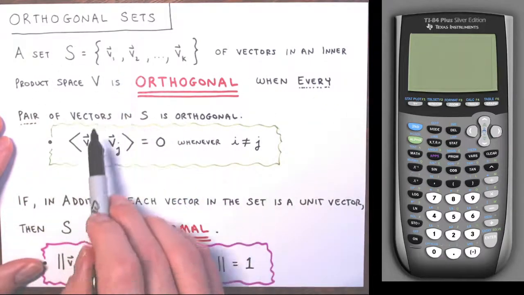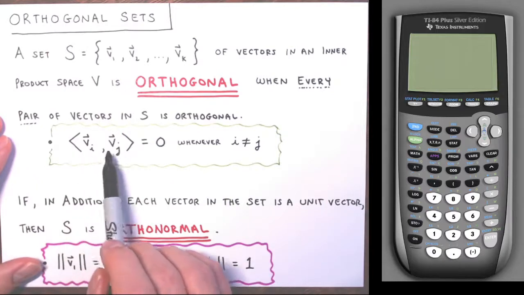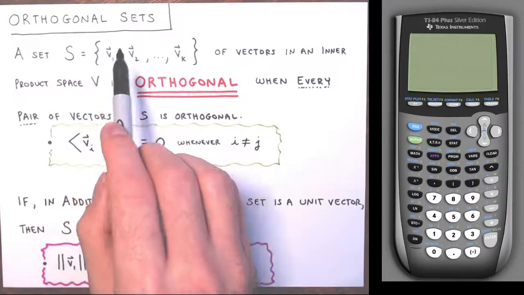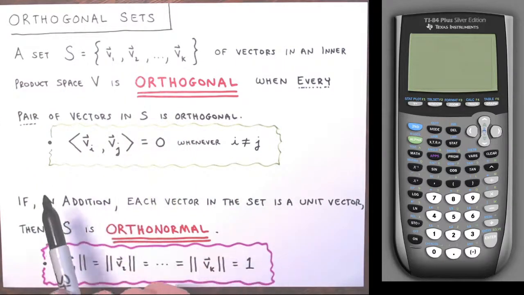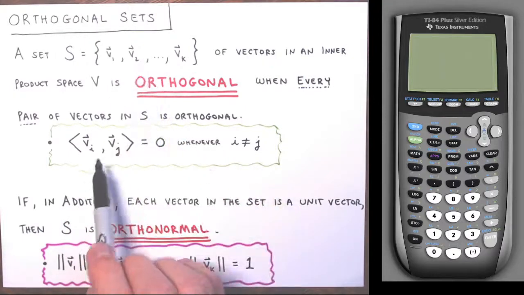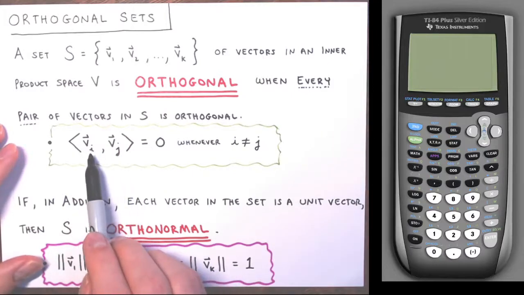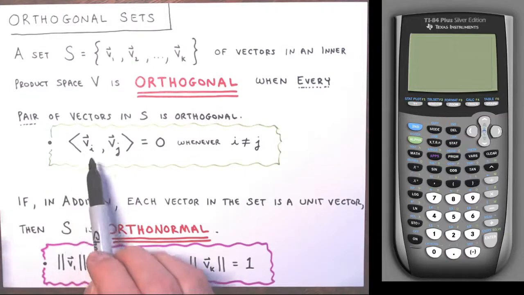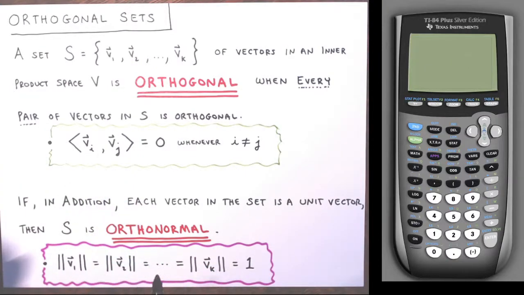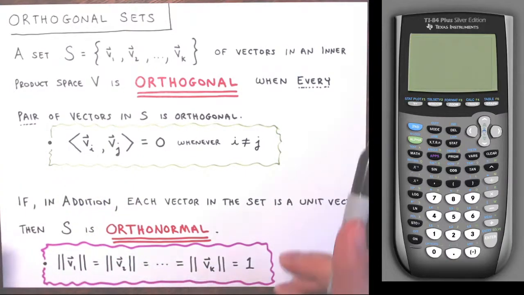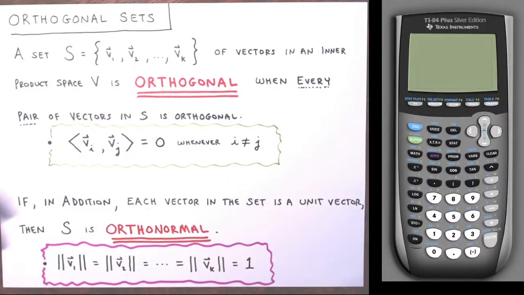So if I do the inner product of v1 with v2, it'll be 0. v1 with v3, it'll be 0. v2 with v3, it'll be 0. v1 with vk. As long as the vectors are not the same vector, right? I'm not doing v1 with v1 here. I'm not doing v2 with v2. So as long as every pair of different vectors in the set is orthogonal, then the entire set itself will be considered an orthogonal set.